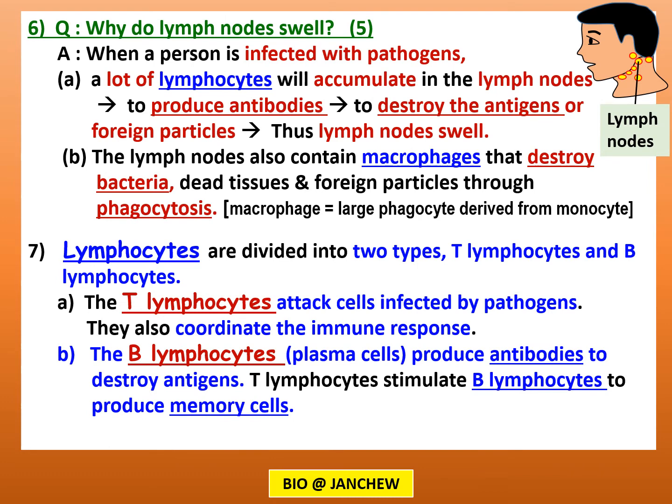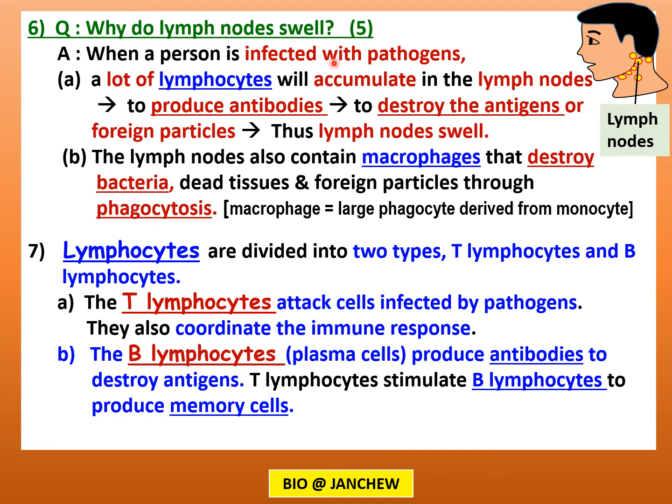Now, a question that can be asked in the exam. Sometimes a person may experience swelling of the lymph nodes, especially those in the neck region, all right? Or sometimes the tonsils, which are also masses of tissue that are connected to the lymphatic system, may also swell. So what is the reason for the swelling of the lymph nodes? So it shows sometimes that there's an infection in the person where pathogens have entered the body.